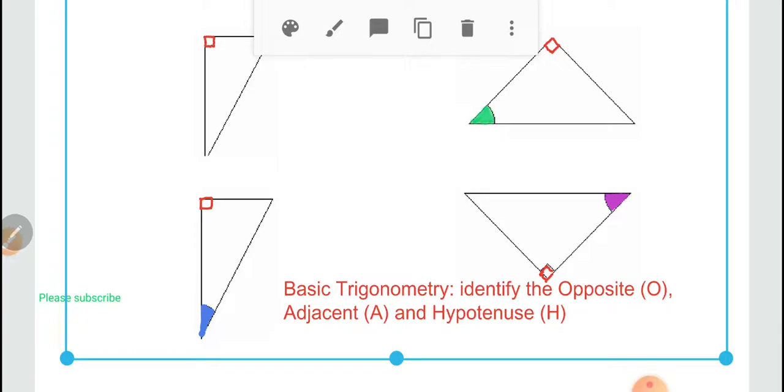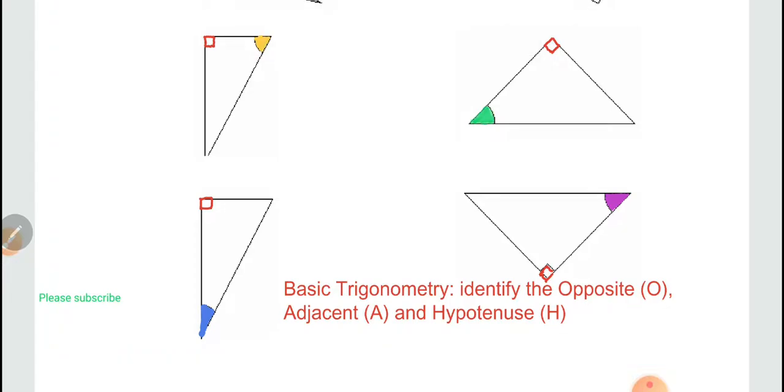So to help us with that, we have to always start off by looking at the angle that we're working with. So for example, in this question with the green angle, this will always be the hypotenuse, H. This will always be the hypotenuse, the side opposite the right angle. The side that's opposite the angle will always be called the opposite, or O. Can you see this side is not touching this angle at all?